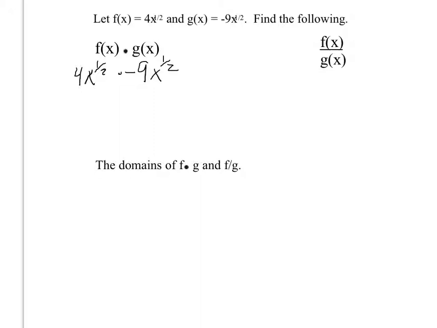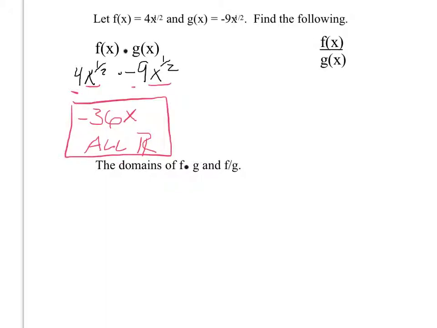So we can multiply those. 4 times negative 9, well, that's negative 36. And we think about what to do with the exponents, x to the 1/2, x to the 1/2, same base numbers, they're being multiplied, so we can add those exponents. So negative 36x. Now, the domain for this, what can x be, what can it not be? Can it be negative? Can it be 0? Can it be positive? Yes to all the above. So our answer to this would be all real numbers. And a short way of writing that is just a double line R.